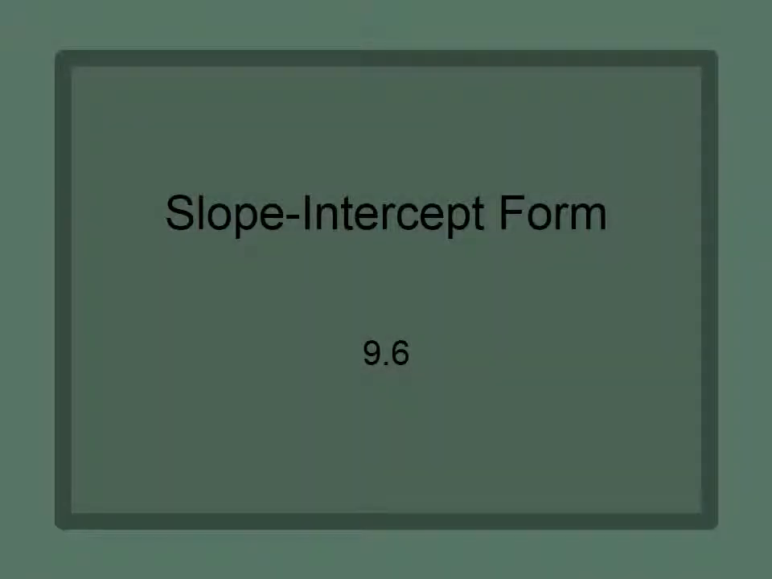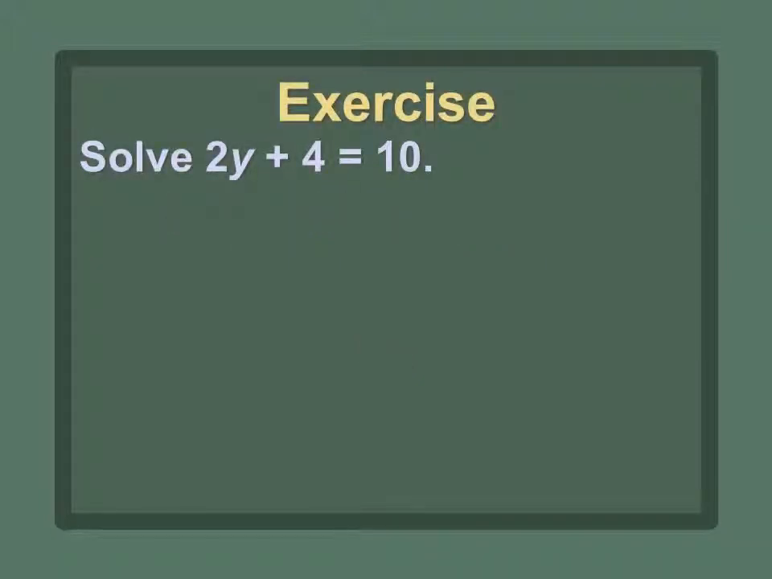Today we're going to learn about the slope-intercept form and how it helps us to graph. Before we do that, we need to remember how we can solve 2y plus 4 equals 10 for y. Well, the first thing we want to do is subtract 4 and then divide by 2. So when we subtract 4, 10 minus 4 gives us 6, and then 6 divided by 2 gives us 3, so y equals 3. That's solving a two-step equation, which is something that we learned how to do.